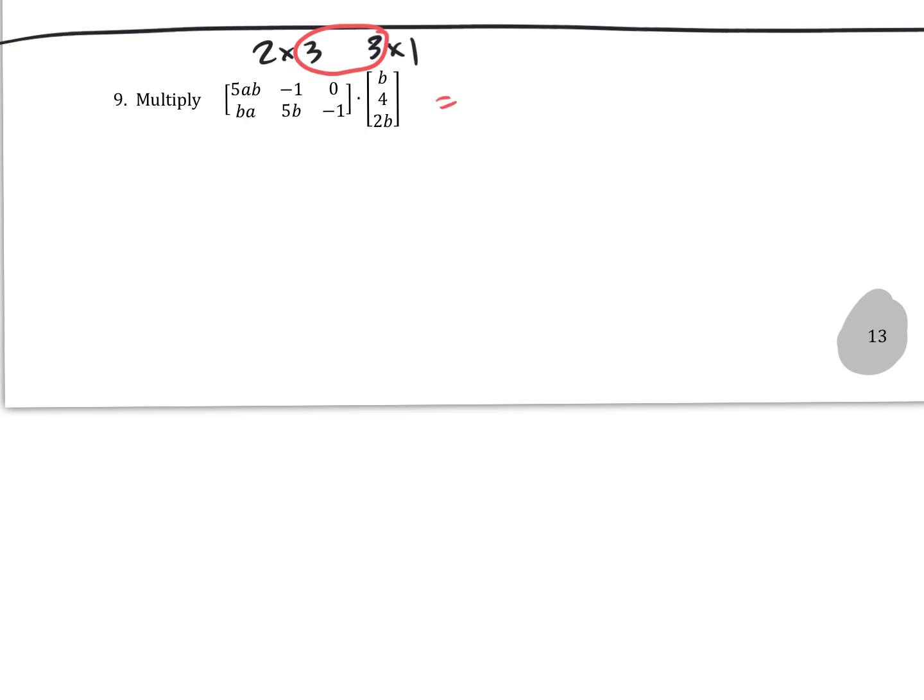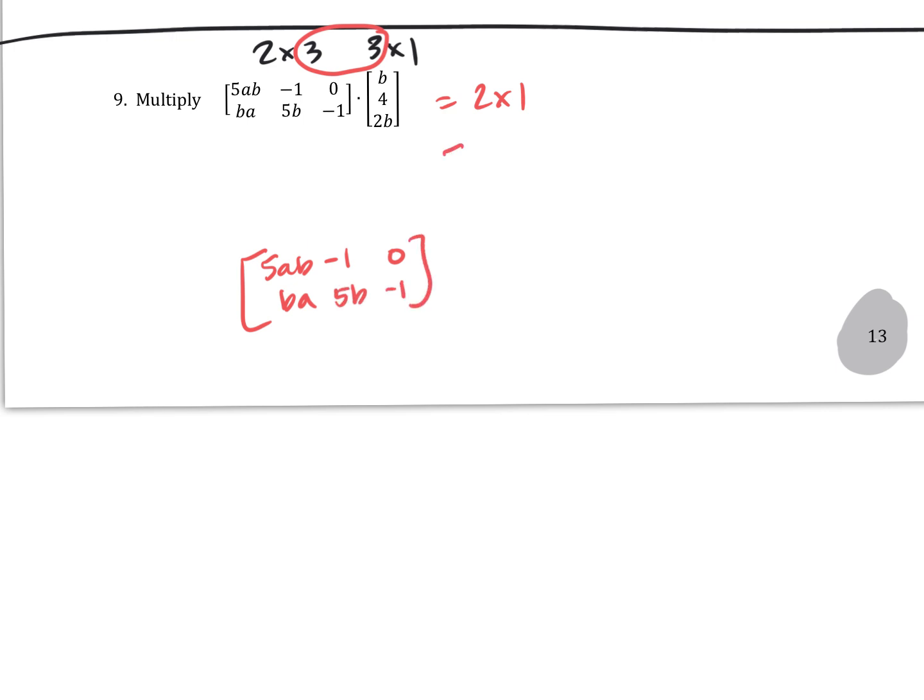You're like, what the heck is that even going to look like? It's going to be a 2 by 1. So I know it's annoying to rewrite these, but it's just what we got to do. We got to rewrite them. So I'm going to rewrite 5AB, -1, 0, BA. Why did I write BA instead of AB? I don't know, you guys.